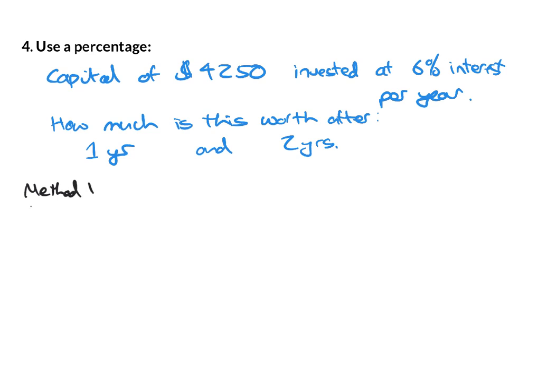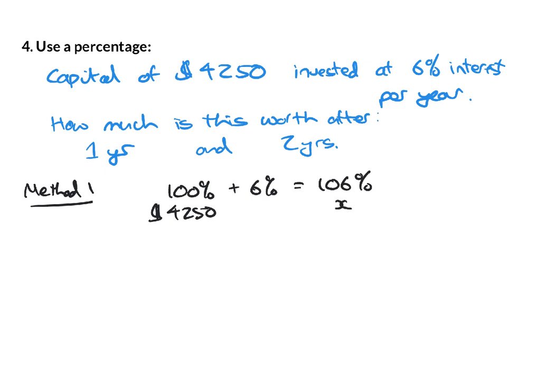Method 1. And this is using proportionality grids. Now, you should know that if we have 100% and we are adding interest to it, so we're adding 6%, at the end of the year, we will get 106% of what we started with. The 100% is what we started with, and that was $4,250. Okay, and we don't know what we've got here at the end. I'm going to call that X.